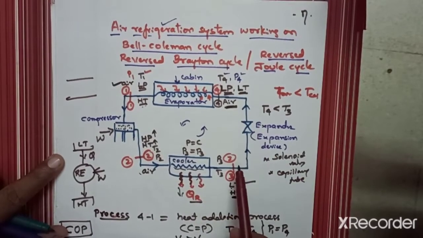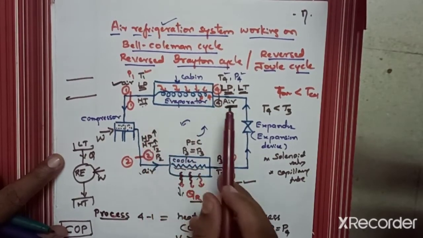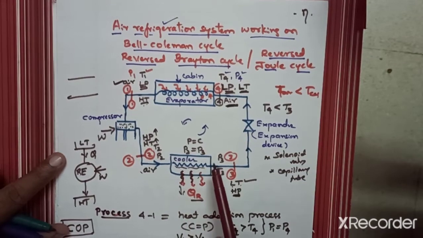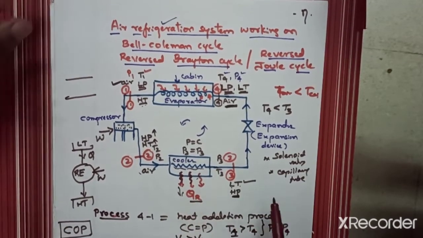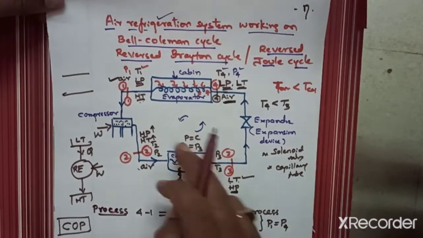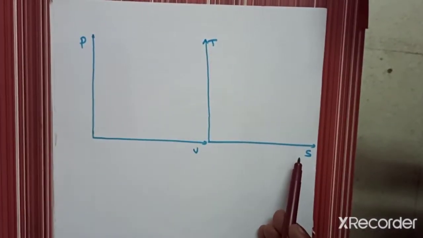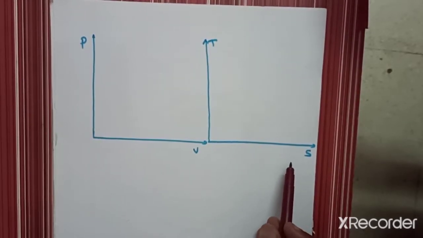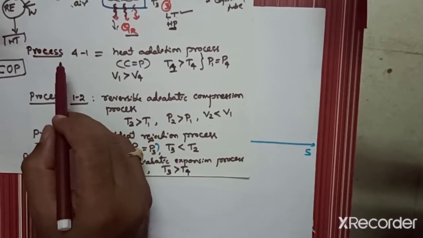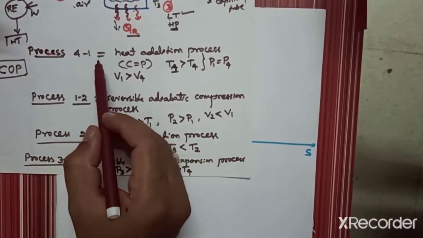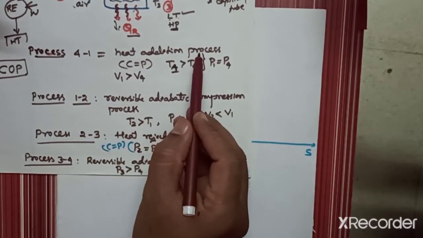So we will draw PV and TS diagram for this cycle, pressure versus volume and temperature versus entropy. That is PV and TS diagram for these all four processes. So here I have taken pressure and volume, temperature and entropy diagrams. The first process is what? Process 4 to 1. I have taken it as first process, heat addition process.